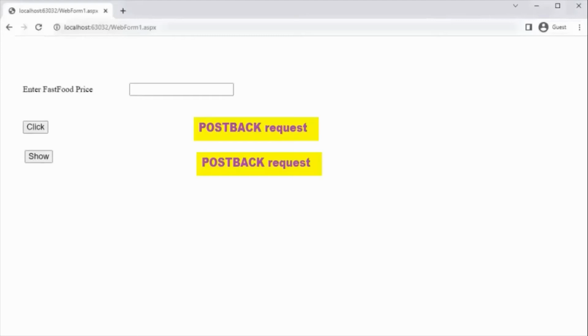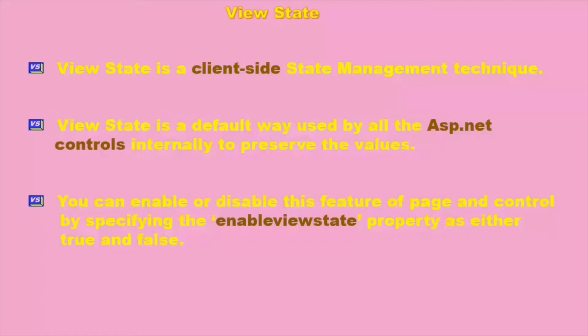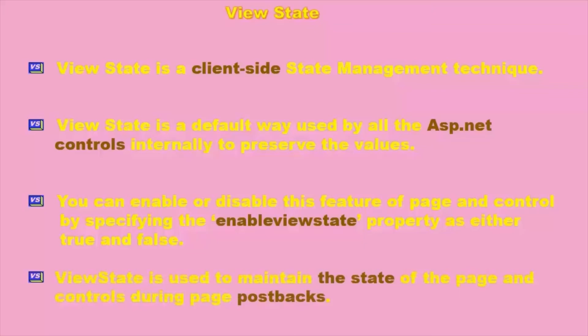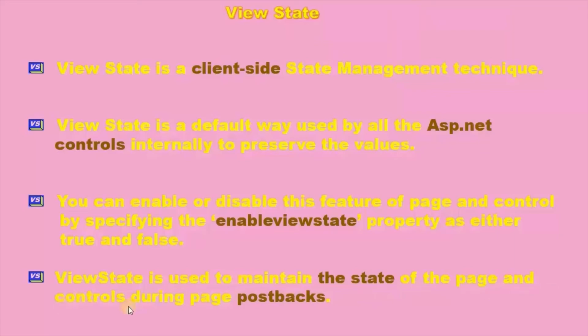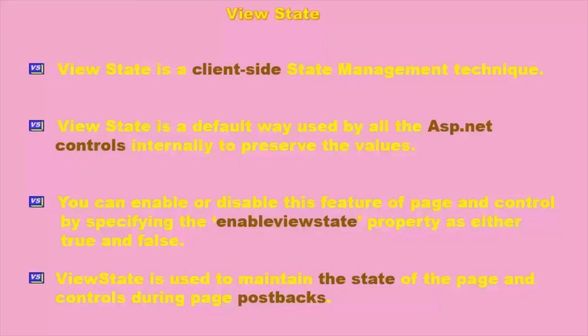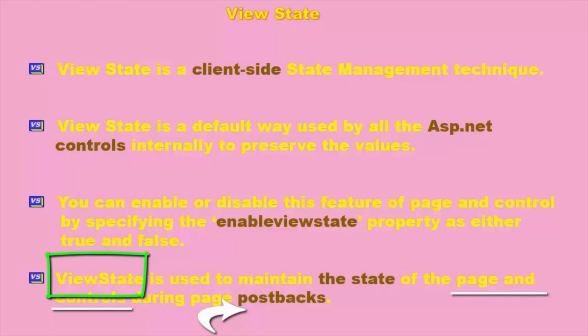So ViewState is used to maintain the state of the page and controls during page postbacks. Thus, we can store or preserve data, that is page and control values, between postbacks with using ViewState.